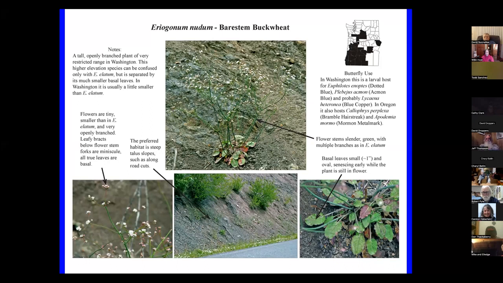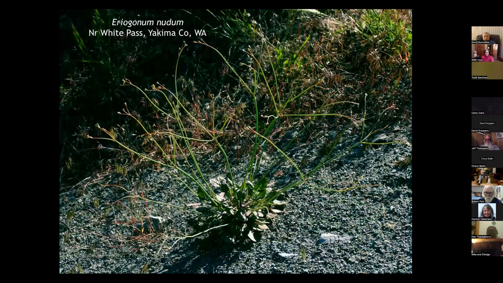As indicated in the bottom center picture here, for some reason, nudum likes to grow in very steep areas, often highway cuts, road cuts, where it's a fairly loose type of soil that's formed into steep banks. That's where we typically see nudum. Only one variety of nudum in Washington. And here's a better look at a complete plant. This one's not quite in full bloom. It's mostly in bud as you can see out at the sides here.